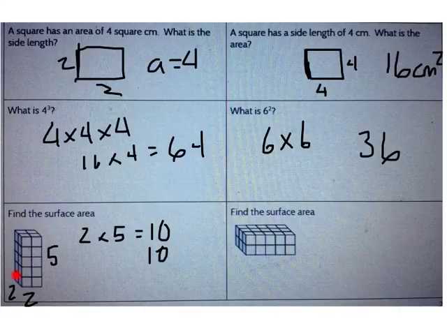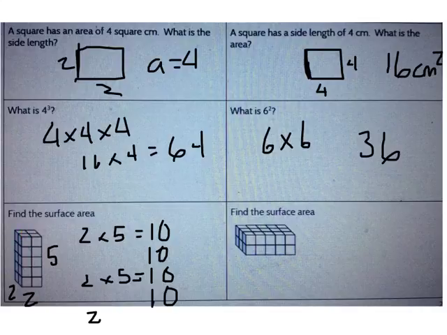How could I find the area of the side face? The base is 2 and the height is 5. What's the area? It's 10 as well. If the left side face is 10, then the right side face is also 10. Now let's find the area of the top and bottom. The base is 2 and the height is 2. What's the area? It's 2 times 2, or 4. I know that if the top face has an area of 4, the bottom face has an area of 4.